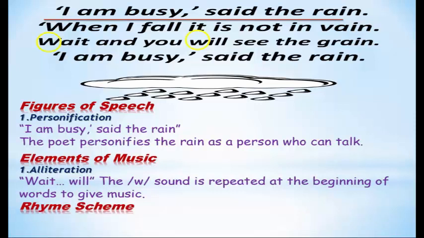We are going to look at the end of each line to pick out the rhyme scheme. We have rain, vain, grain, and rain. So they are the same, and they are the second sound. So we're going to give them the letter B. So the rhyme scheme here is B, B, B, B.